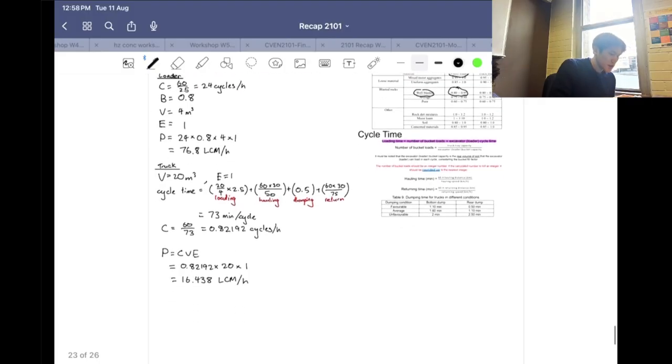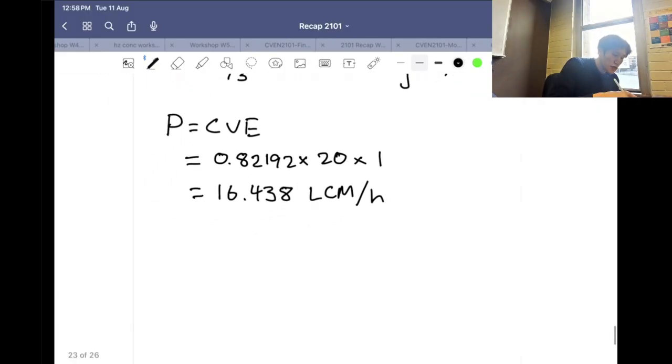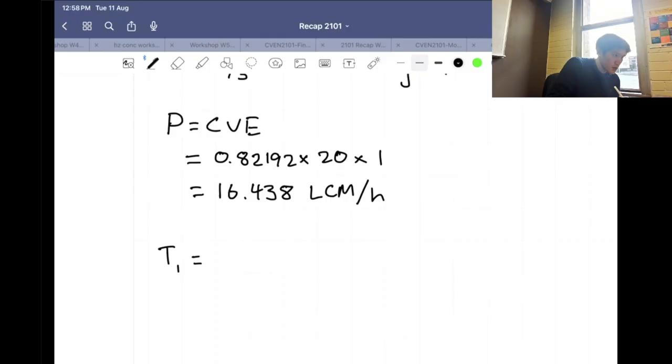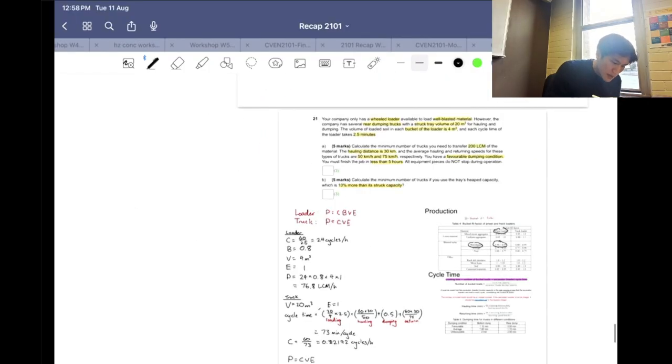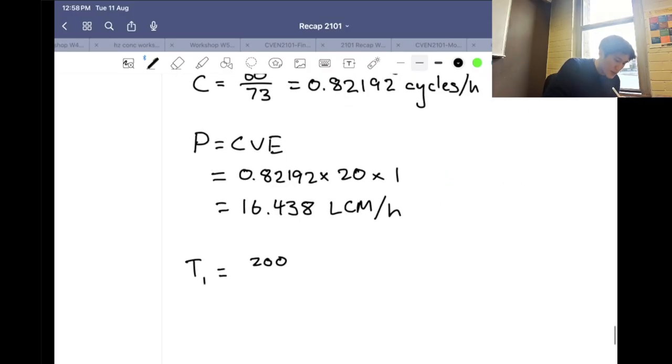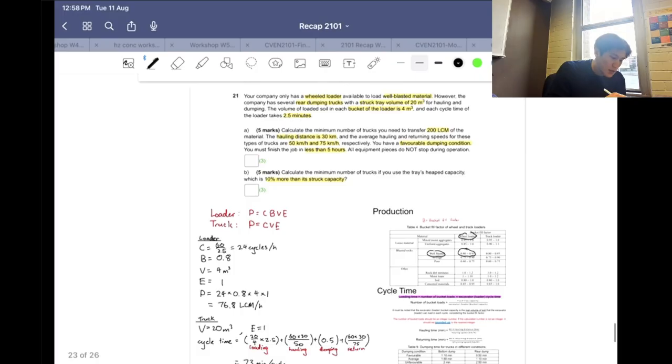Calculate the minimum number of trucks. So the time for one truck would be equal to 200 LCM. They told you that there's 200 LCM of material divided by the production of one truck, 16.438, which equals 12.2 hours. But we can't, that's over the 5-hour limit. They said they want it done in less than 5 hours.